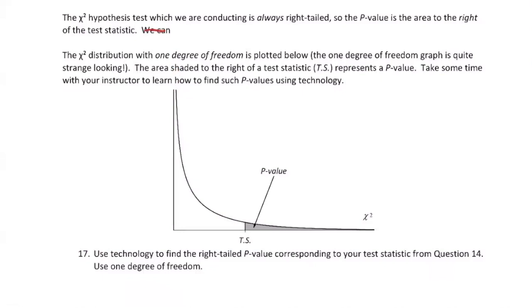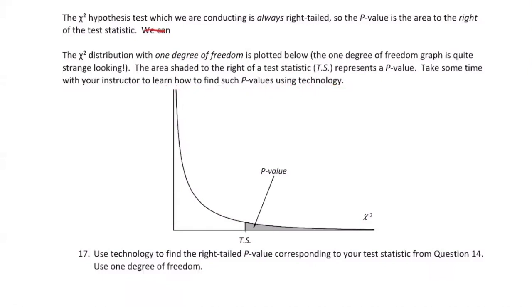So you can have curves that have skinny little slices that go up forever, but they're so skinny that they don't amount to much. Okay, the total area is still 1, even though it goes up forever there. It's just a tiny sliver. So the shaded area to the right of the test statistic is a p-value. Take some time with your instructor to learn how to find such p-values using technology.